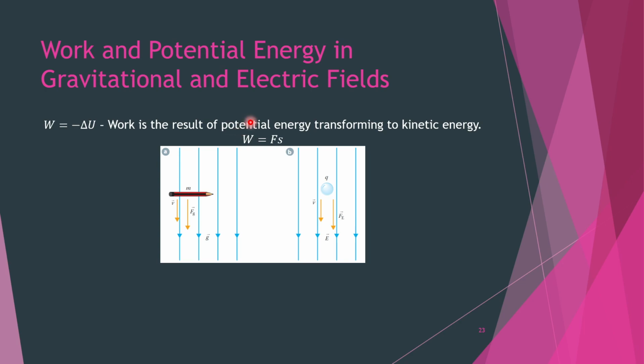And we can relate work to other measurable values by using the equation W equals Fs. In other words, work is equal to the force on an object over a set displacement that the object travels because of that force and the work being done.